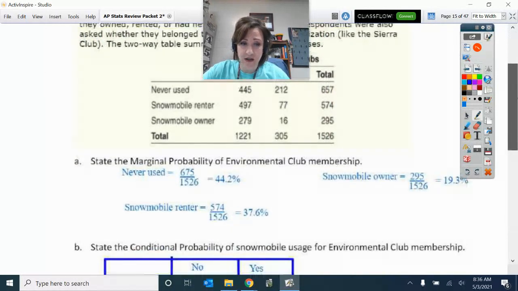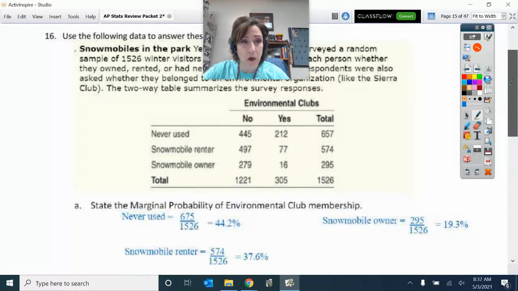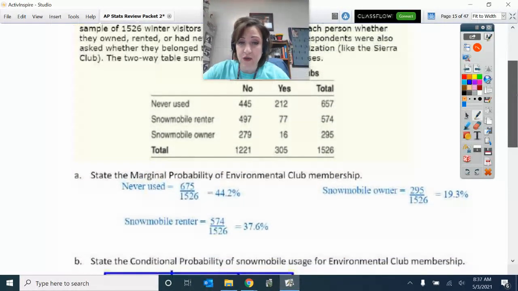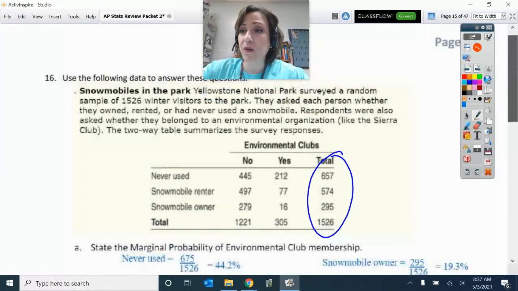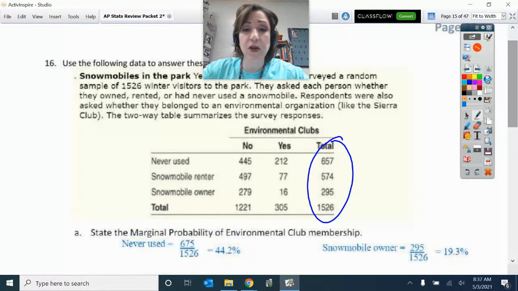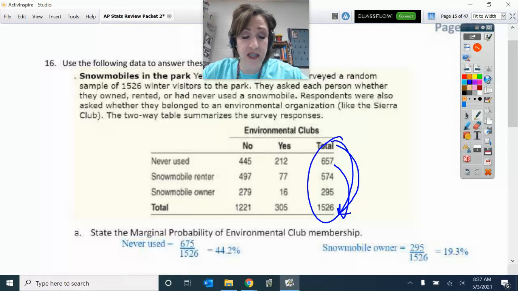Here on number 16, let's take a look at these because we hadn't done these in a while. So here I first asked you the marginal. Marginal comes from these totals. Now, do you remember when we talked about what the explanatory variable is? We're seeing if the environmental club is having an impact on the rate at which you choose to use these motorized vehicles. And so the summary or the marginal is the overall never used, overall snowmobile renter, and overall snowmobile owner. So that came from those.